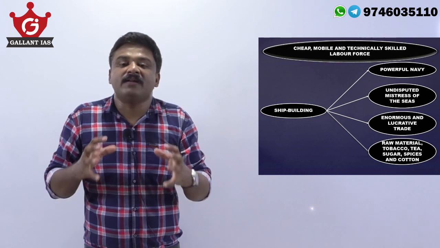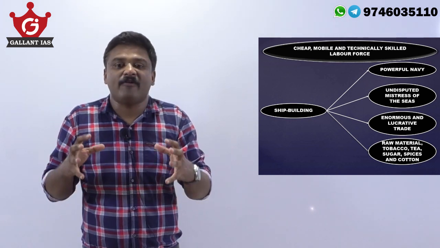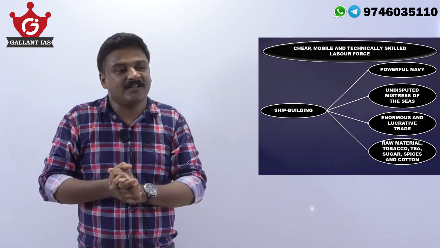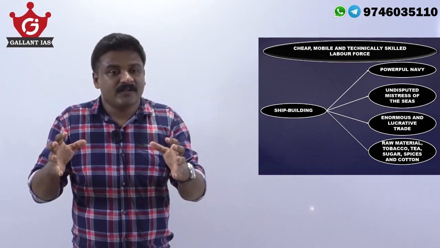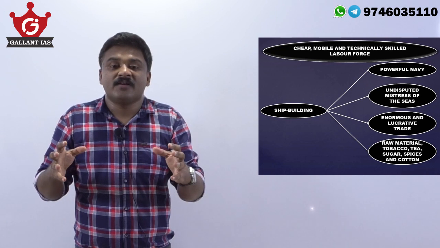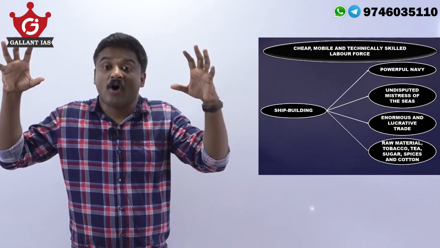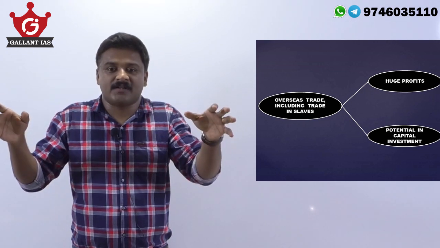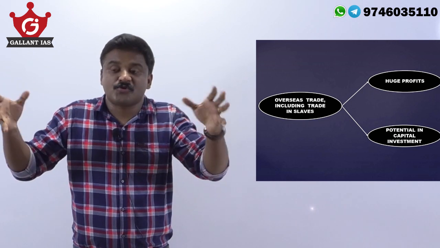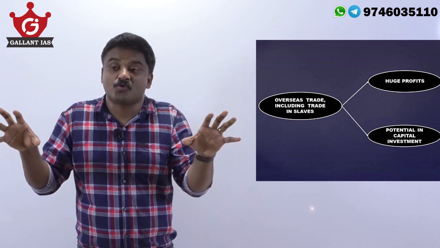Then there is the shipbuilding industry. England had a very massive shipbuilding industry. It had a very powerful navy. With the support of this navy, they established their sovereignty over overseas trade, across the Atlantic Ocean. Over the overseas trade, England established its supremacy with the help of its navy.